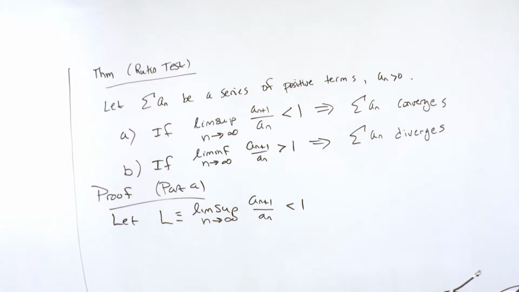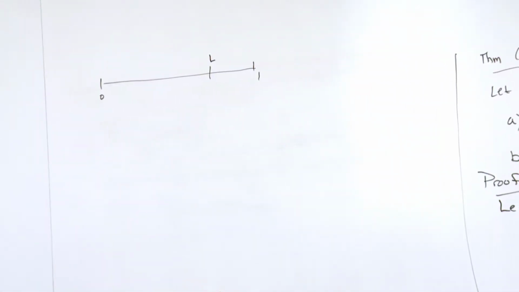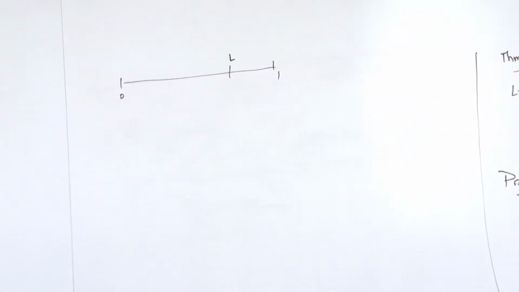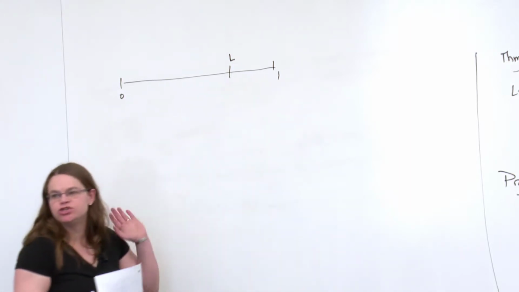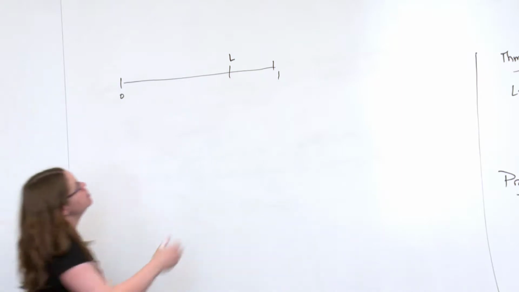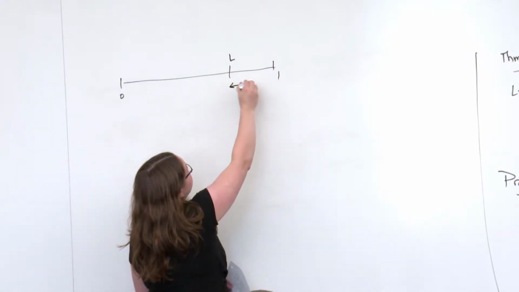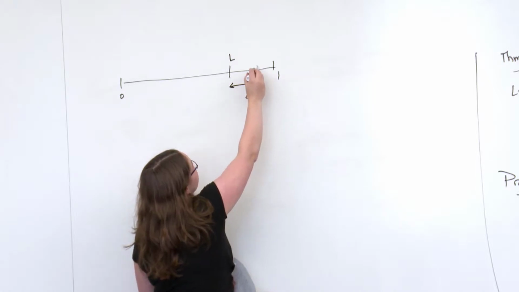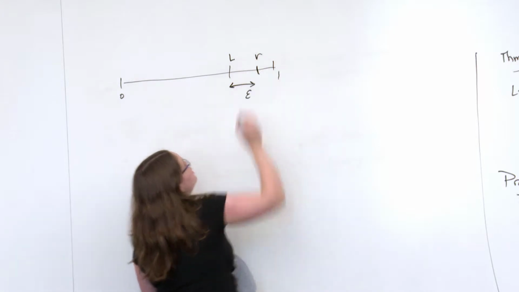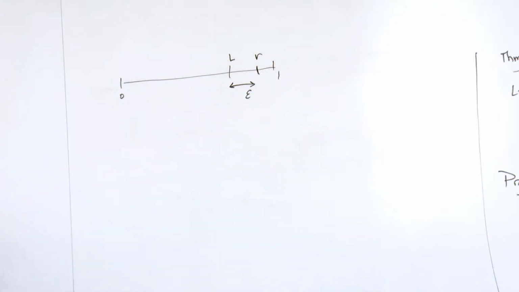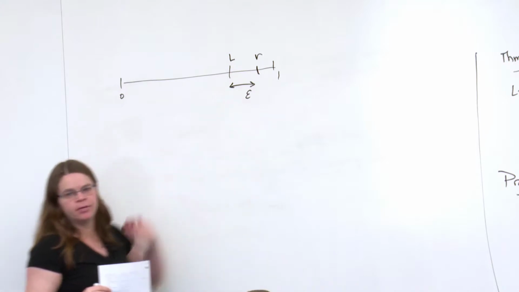So let me motivate this a little bit. So we've got our number line, and here's 0, and here's 1, and L is somewhere. And we know there's a definite gap between L and 1, right? L is strictly less than 1. So what I'm going to do is I'm going to pick my epsilon to be anything that's smaller than this gap. In other words, I'm going to pick a number between L and 1. I'm going to call this R. Epsilon is going to be this gap.